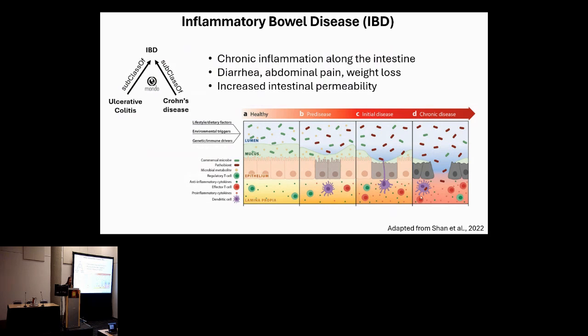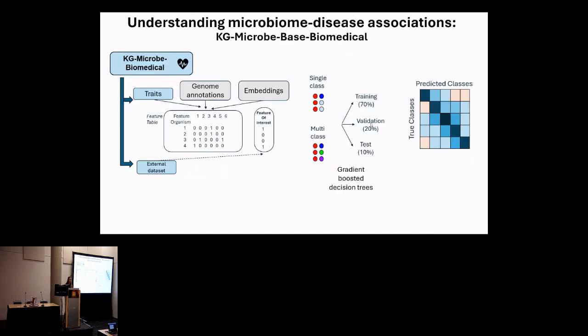As you can see in this bottom panel, it's generally characterized by increased intestinal permeability that allows for more inflammation in the intestine from pro-inflammatory cytokines, etc. And so in order to query this knowledge graph to see how we could start to get at these mechanistic explanations, we utilized the KG Microbiomedical graph. And we use the organismal traits that I described earlier from the BacDive database and the Madden et al. paper and represented them as this binary feature table and used training on an external data set that describes these microbe disease associations.